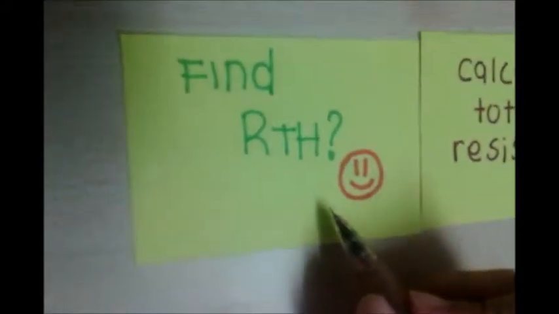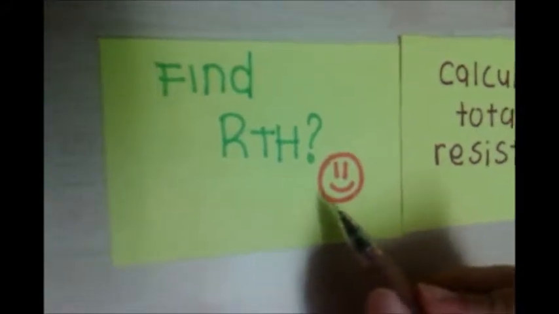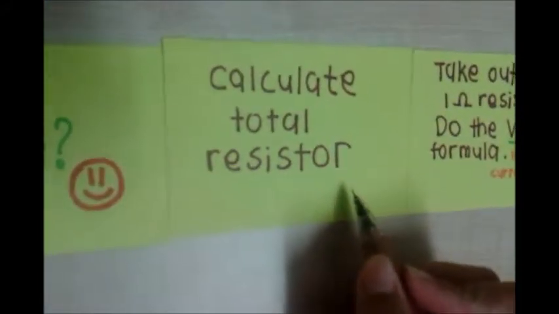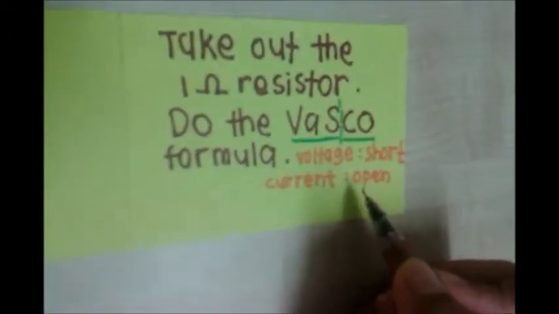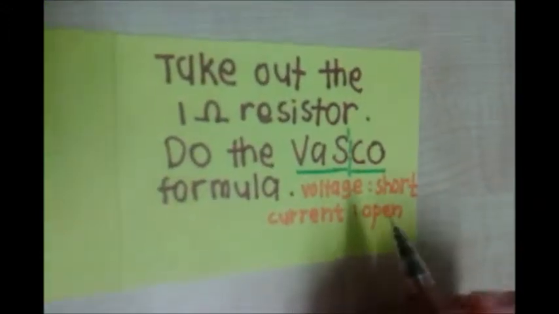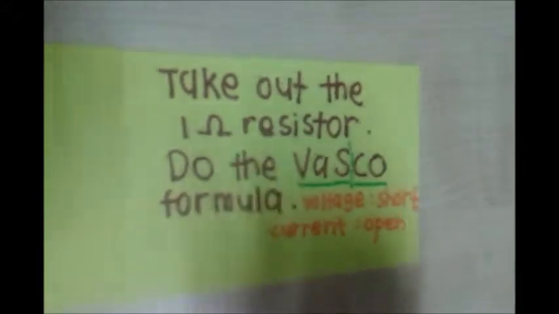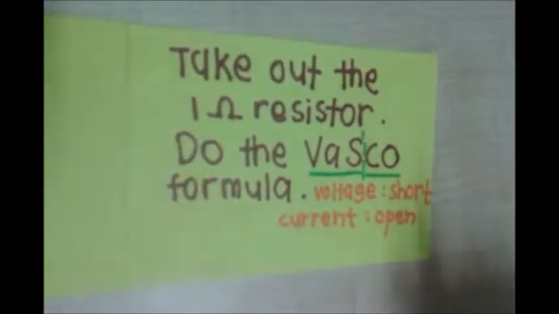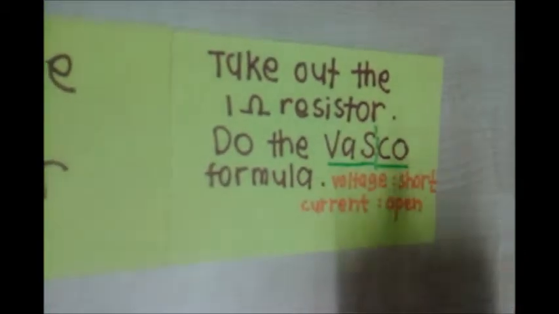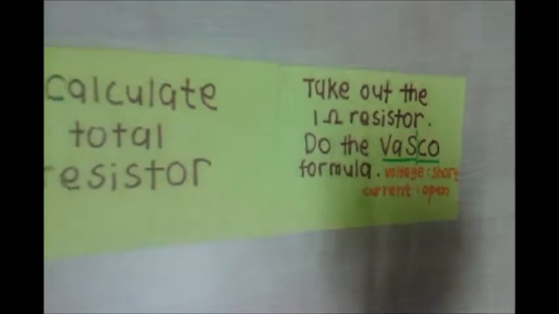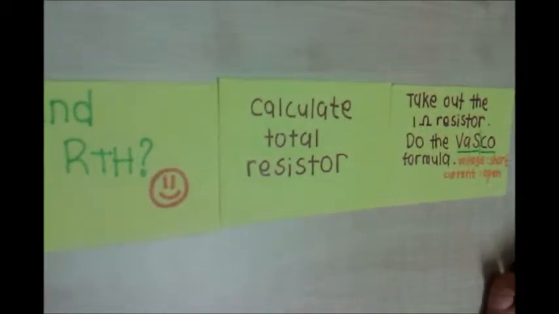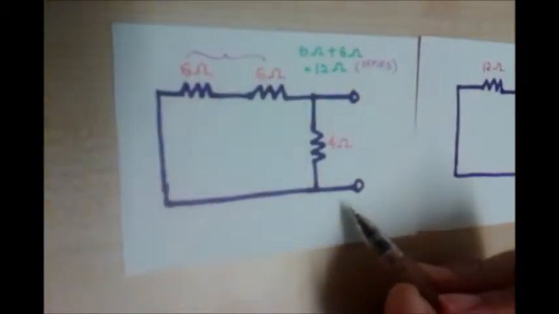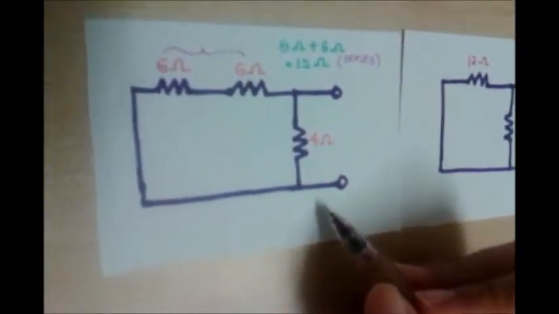First, find RTH. We must calculate the total resistor. Take out the 1 ohm resistor from the circuit and apply the Vasco formula to the circuit. For the voltage, we must short. For the current, we must open. The circuit will become like this.